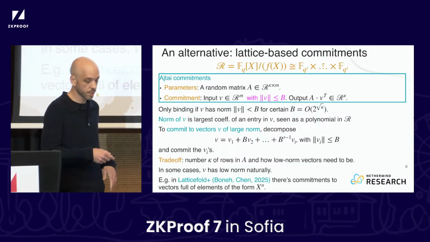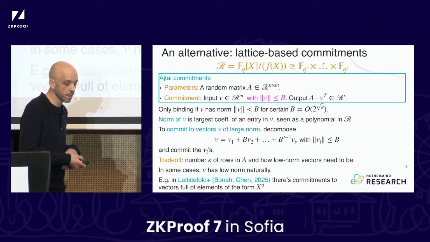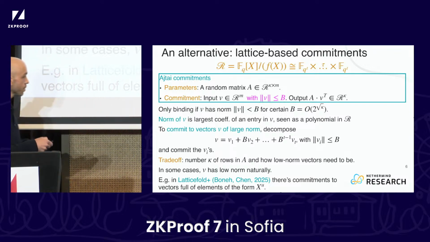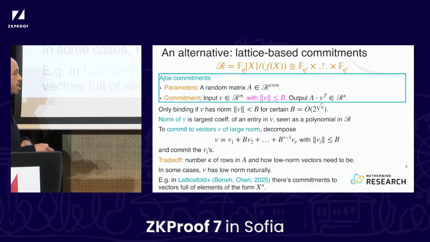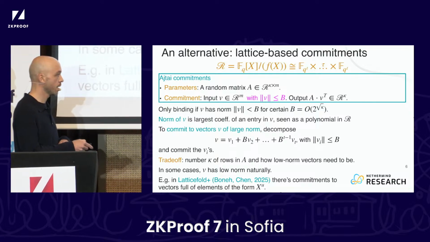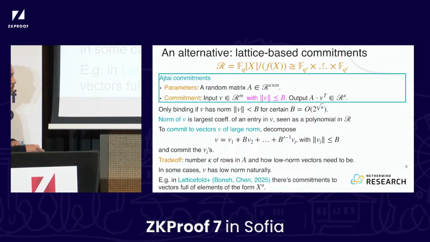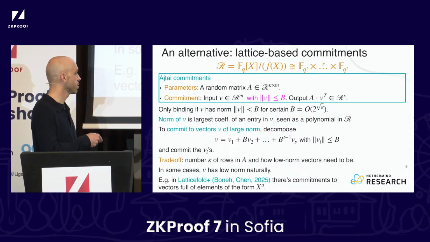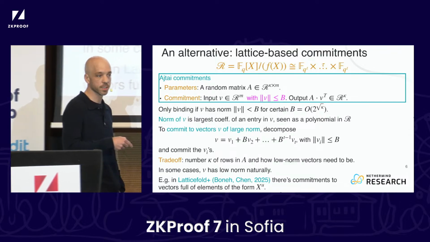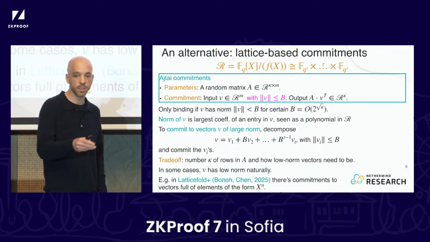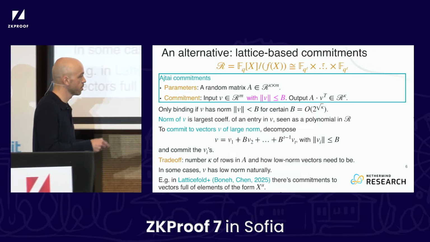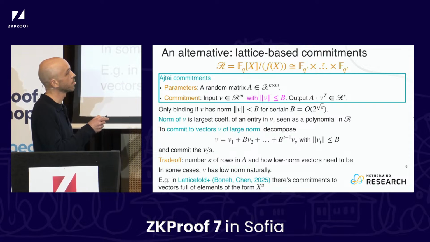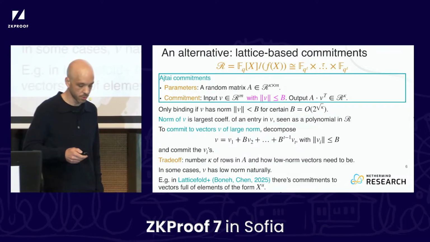For example, there's LatticeFold Plus, this recent lattice-based folding scheme from Boneh and Chen, where a very important step in this scheme, and maybe the most expensive computationally, requires committing to vectors, all whose entries are powers of x. And these vectors have norm 1. So for these vectors, one can potentially use an Ajtai commitment matrix with a very small number of rows.